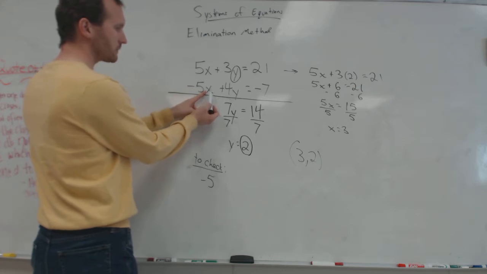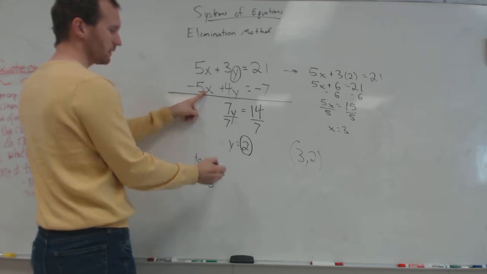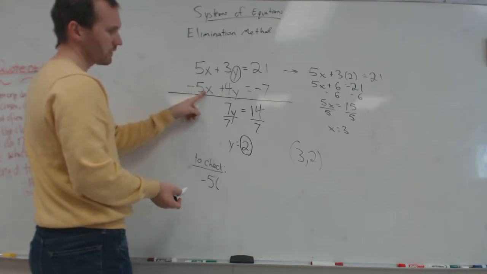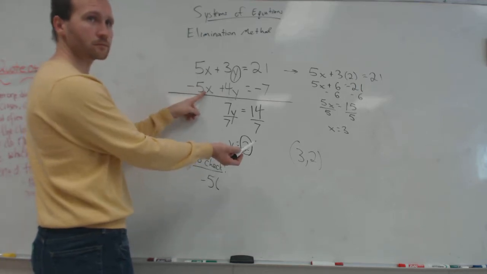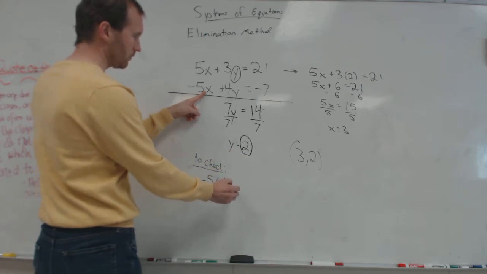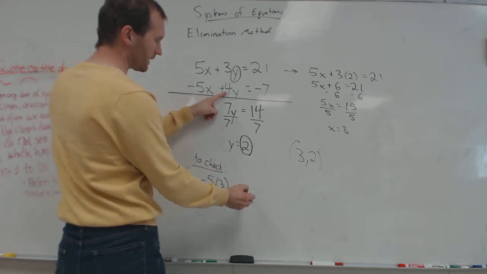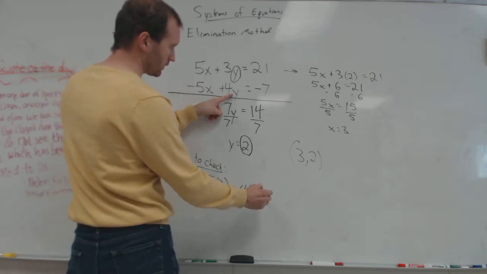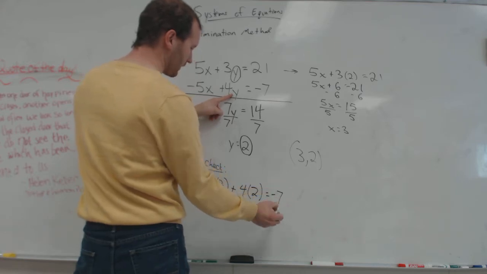Negative 5 times x. But what is x? According to my solution, what do I think x is? Oh, 2. 3 plus 4 times y, but what do I think y is? 2. Should equal negative 7.